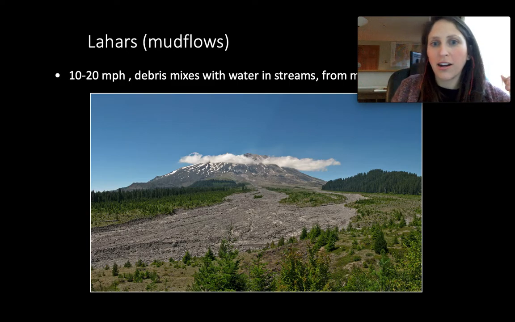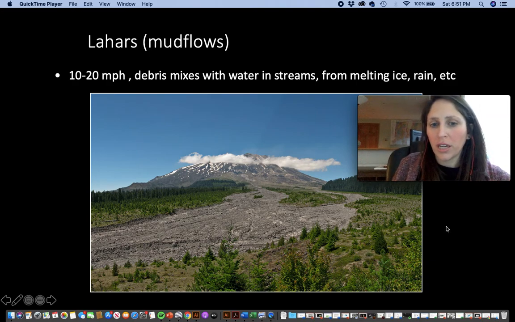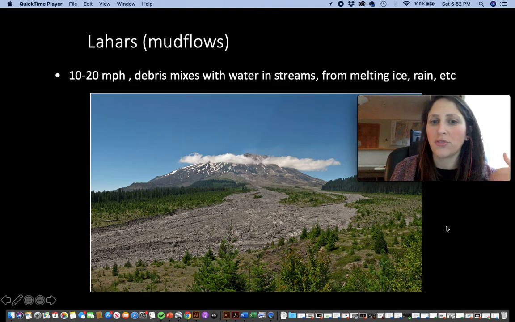Lahars. So what is a lahar? A lahar is a bunch of debris, soil, and rock, basically a mud flow that happens in volcanic systems where you have a lot of melting ice and rain. These volcanoes are usually pretty high in elevation, above the snow line, and they have a lot of glaciers and snow on top. When those volcanoes erupt, that mixes with water in streams from melting ice and rain, creating these really fast-moving and oftentimes deadly lahars, or mud flows.